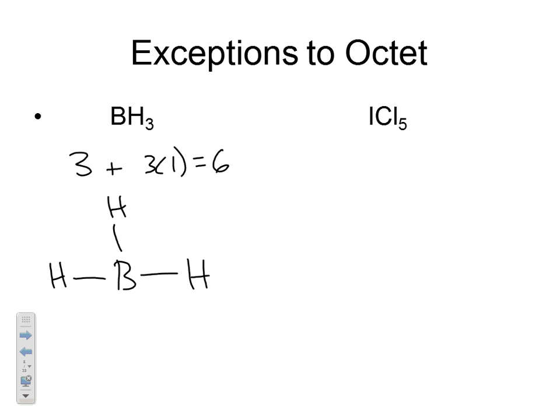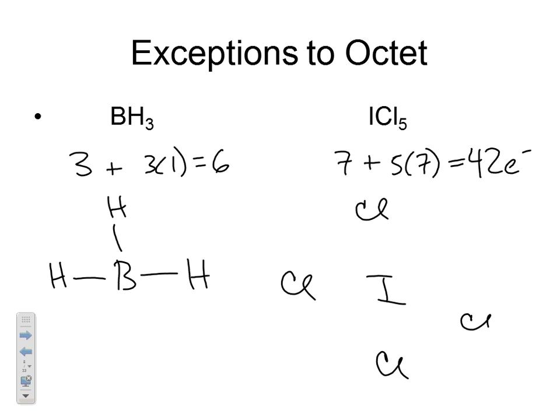Next up is ICl5. So iodine has got 7 valence electrons. Chlorine also has 7, but there are 5 of them. So we have a total of 42 electrons in the structure. Iodine goes in the middle, and the chlorines will go around it. So use a pair of electrons to connect them. So I've used 2, 4, 6, 8, 10 electrons to do this. Give an octet to all the outermost atoms.